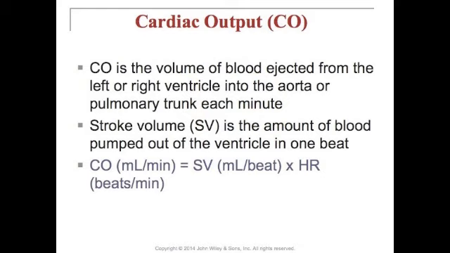Cardiac output is the volume of blood ejected from the left or right ventricle into the aorta or the pulmonary trunk each minute. Stroke volume is the amount of blood pumped out of the ventricle in one beat. So the cardiac output equals the stroke volume times the heart rate. So there's a formula for you to review.